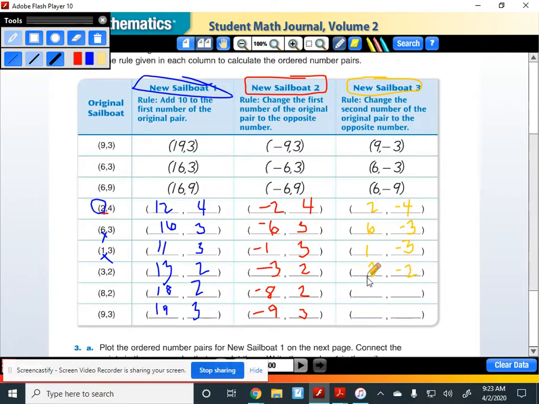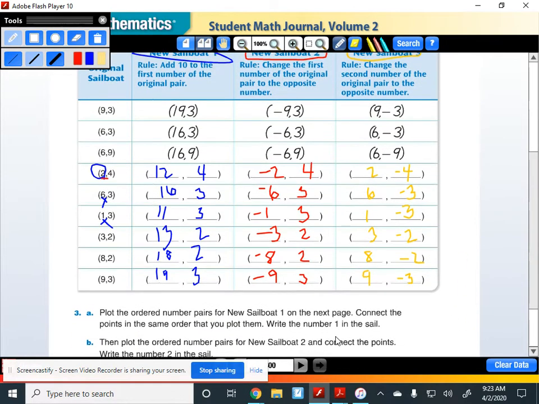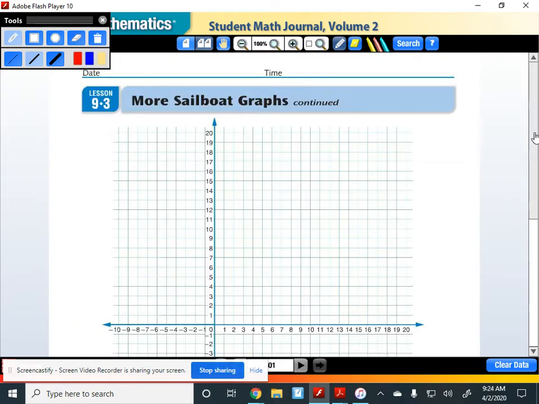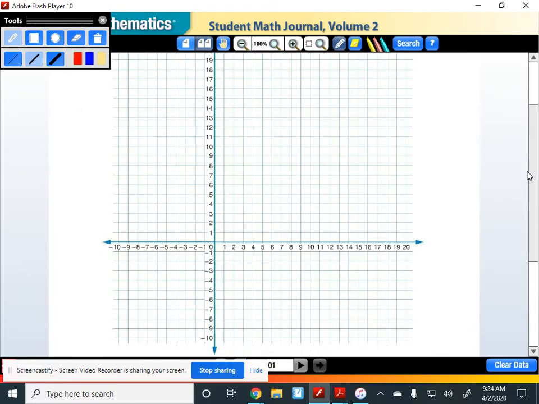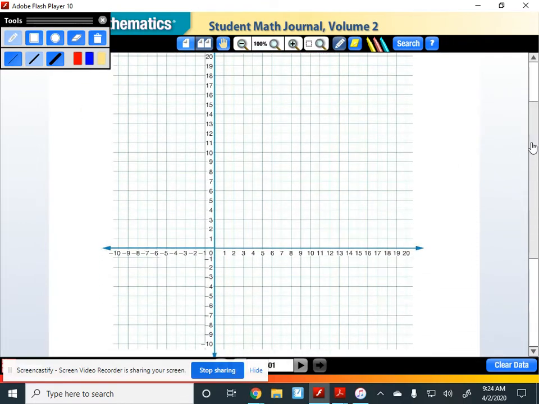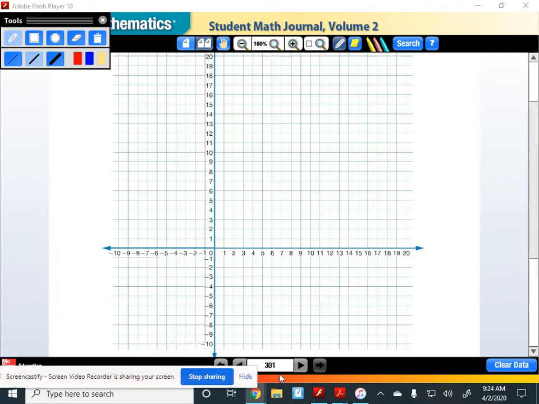Negative 2, 8, negative 2, 9, negative 3. Bingo. That's what your chart should look like. We're going to flip over to the next page, and we're going to graph. Okay? I'm going to be clicking back and forth a lot. I'm sorry. Best way that I can do it.